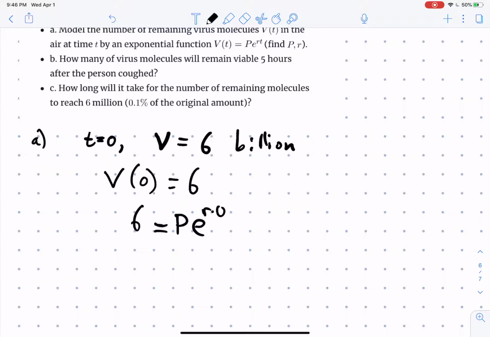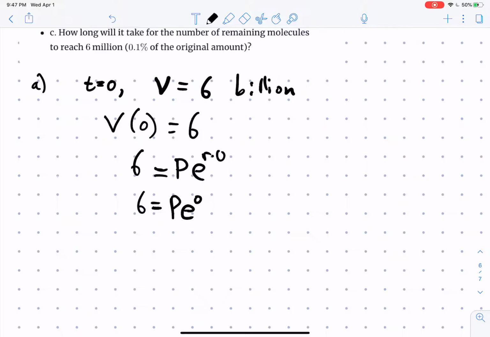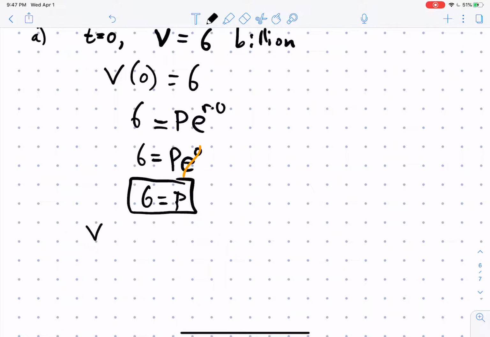Now, what I can simplify here is in the exponent, r times 0 is just 0. So this is 6 is equal to P e to the 0. And e to the power 0, any number except 0 itself to the power 0 is going to be equal to 1. So we can cancel out this guy, it is equal just to 1. So what do we have? We have that 6 is equal to P. We found P. And so what we know is that our formula for the number of these molecules remaining in the air looks like this: 6e to the rt.